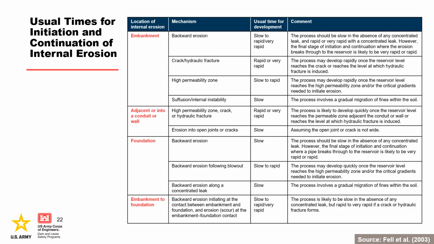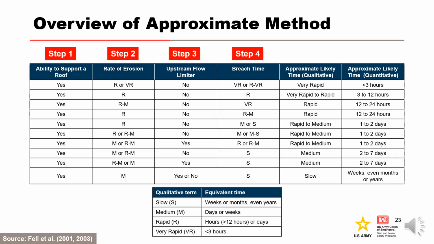This table presents usual times for initiation and continuation of internal erosion by location of the internal erosion. Fell et al. 2003 developed an approximate method to estimate the time for progression of internal erosion and development of a breach in embankment dams. It's summarized here and on the following slides for each of 4 factors influencing time for development for progression and breach. 1. Ability to support a roof. 2. Rate of erosion. 3. Upstream flow limiter. And 4. Breach time.